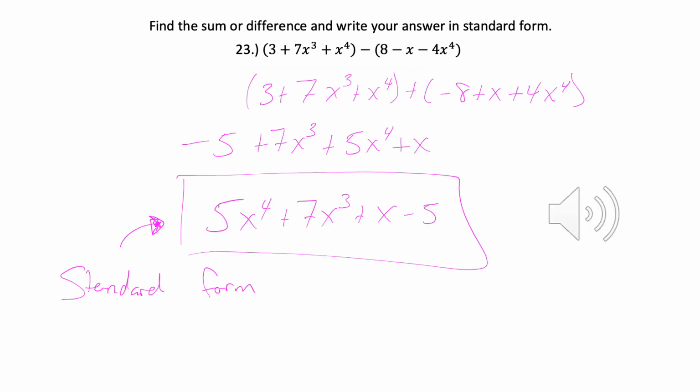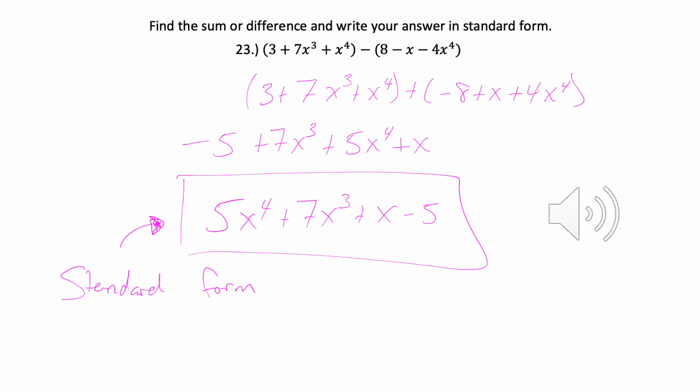For number 23, when we subtract here, I like to multiply that negative out through and make it addition. So when I do that, I would end up getting (3 plus 7x to the third plus 4x), plus, and our second parentheses is going to be (-8 plus x plus 4x to the fourth). That's what I get from distributing that negative sign.